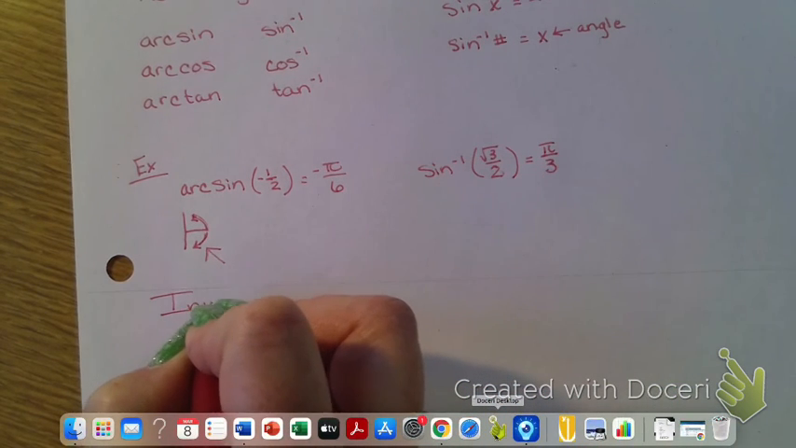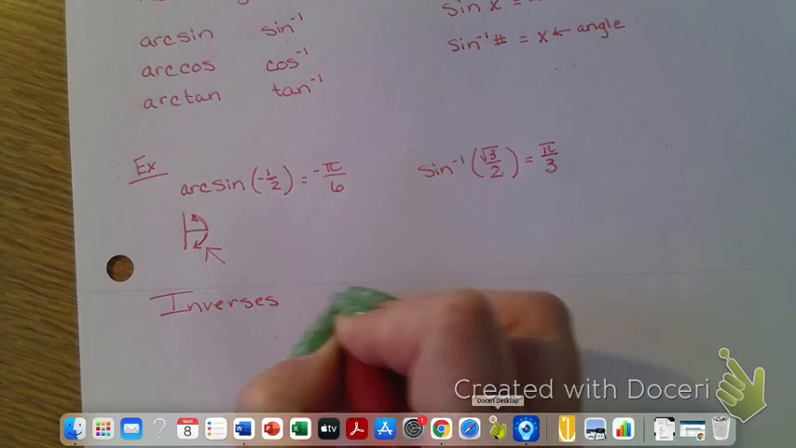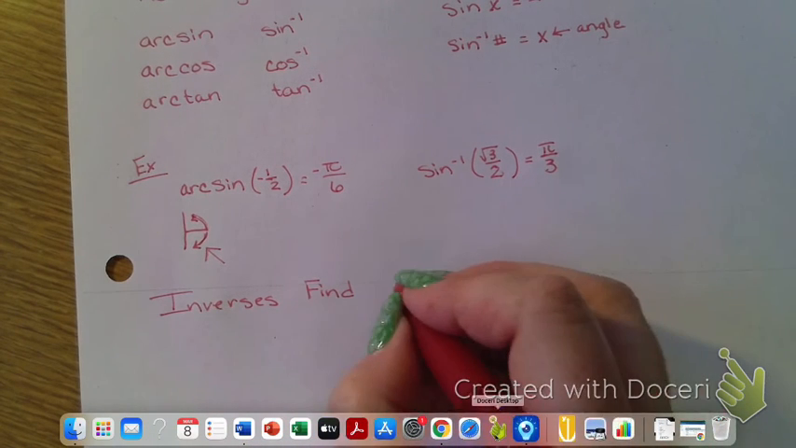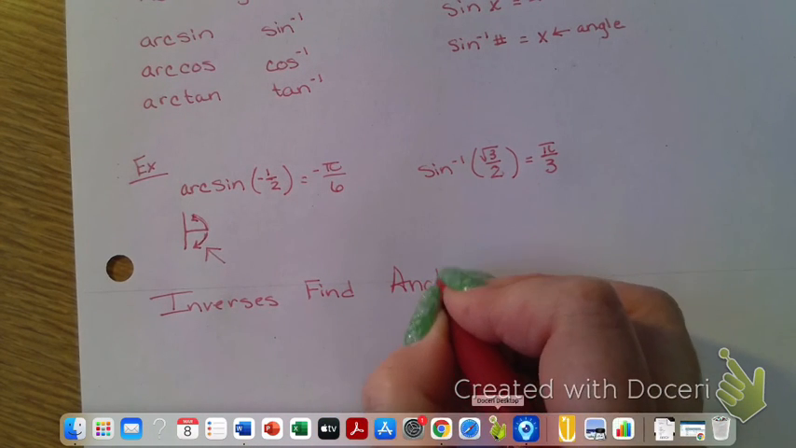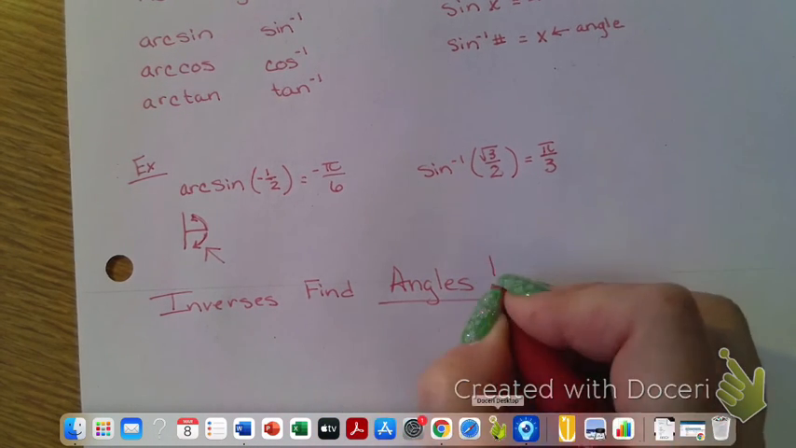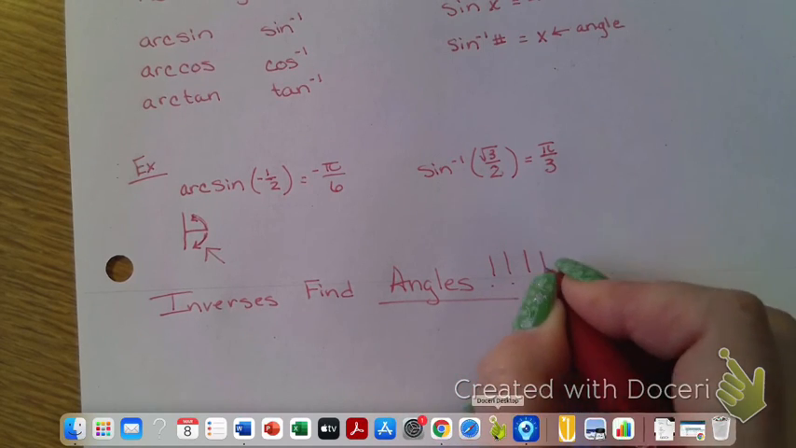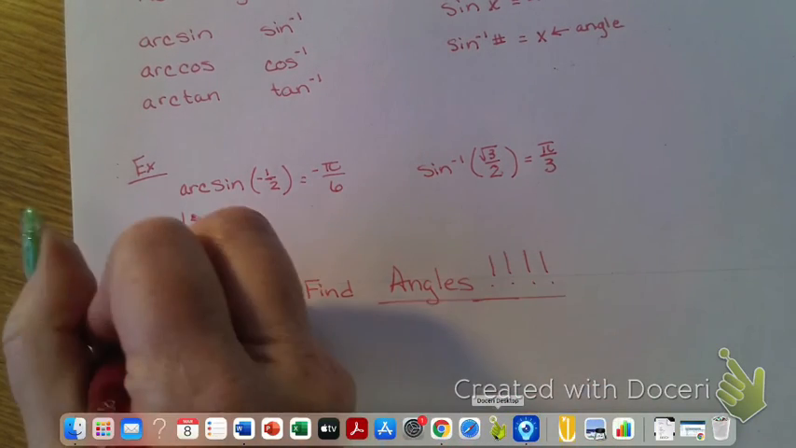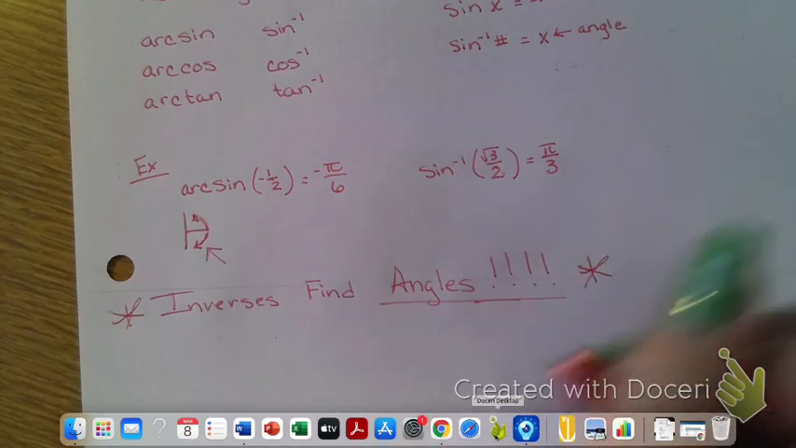Inverses find what? Angles. So if I'm asking you to do the inverse, you're finding a what? Angle. You think this is important? Yes.